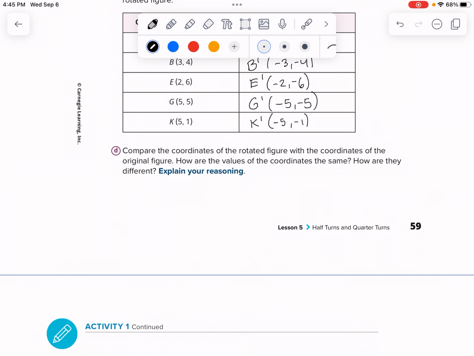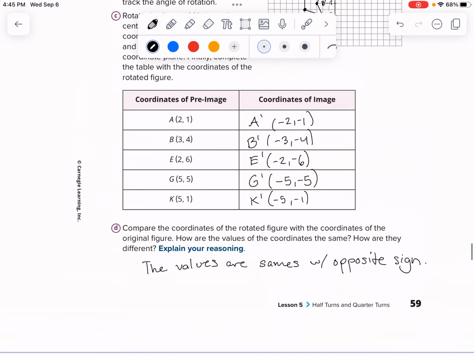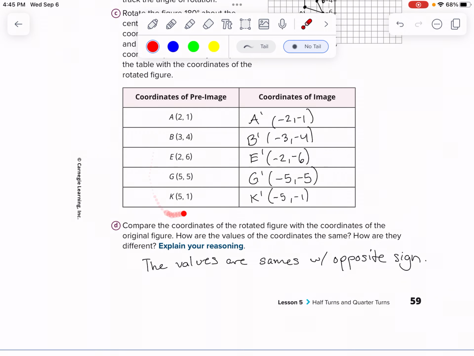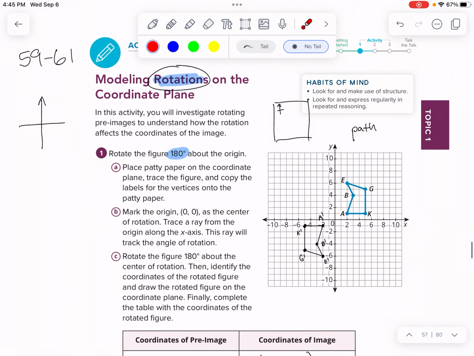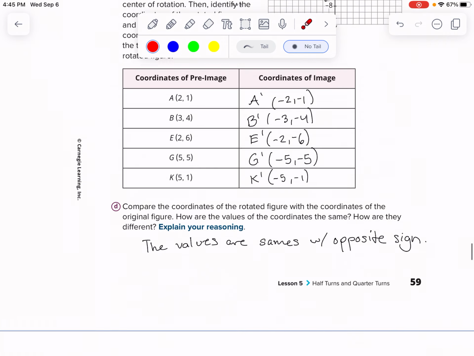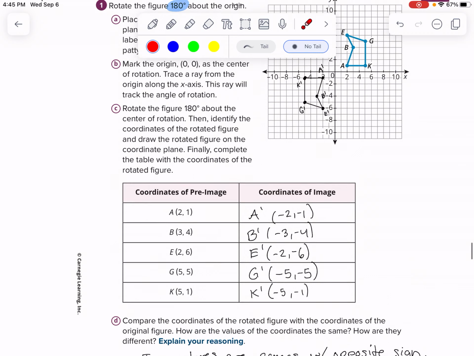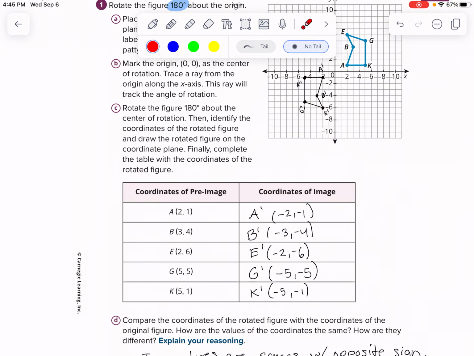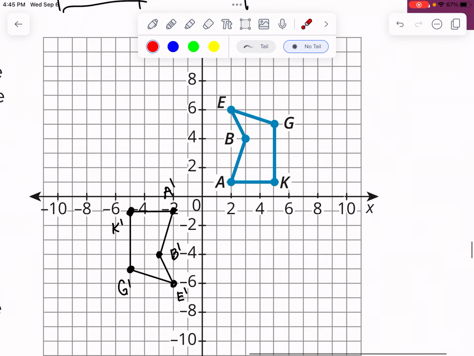The coordinates, we'll say the values are the same, the same values, with opposite signs. Everything right here is a positive number because it's all in quadrant 1. This is quadrant 1, quadrant 2, quadrant 3, quadrant 4. So everything that was in quadrant 1 is now in quadrant 3. Okay, so this is an example for a rotation of 180 degrees.